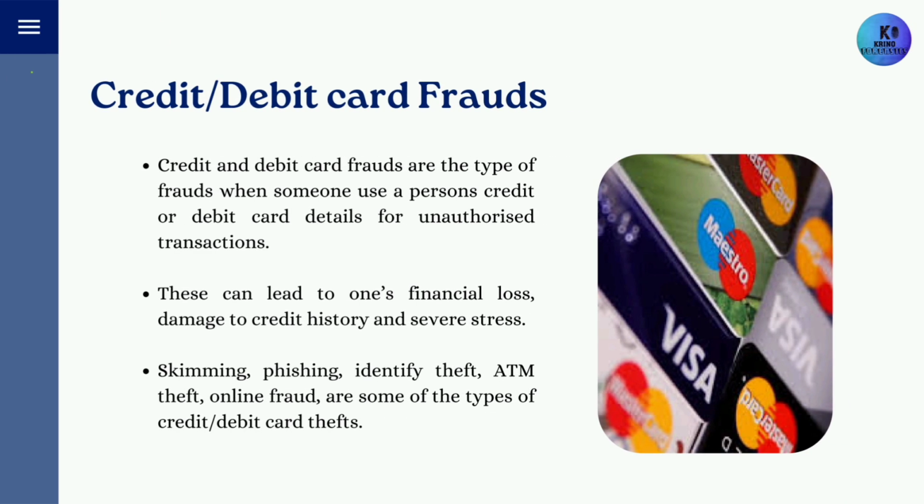Credit or debit card frauds. As we had discussed earlier, credit or debit card fraud happens when someone uses your card without your permission. This can happen through skimming, that is, stealing card information, through phishing, fake messages asking for your details, or even any other online scams. The result: money is taken from your account, and it can damage your credit and cause a lot of stress. Forensic experts help track how the fraud happened, who was behind it, and work with banks or police to stop it.